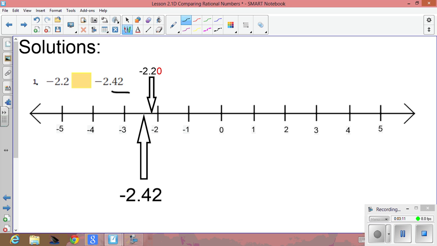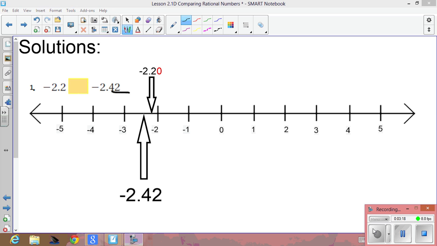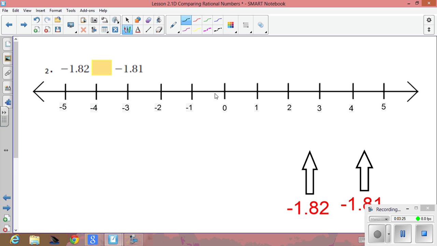So your solution is greater than. So once again, the solution is greater than. Let's go to the next page and work on example 2.